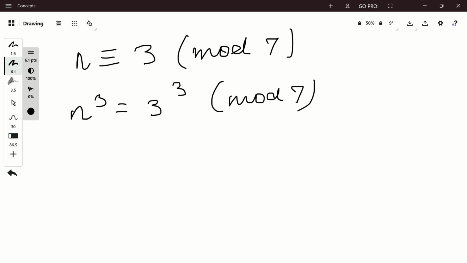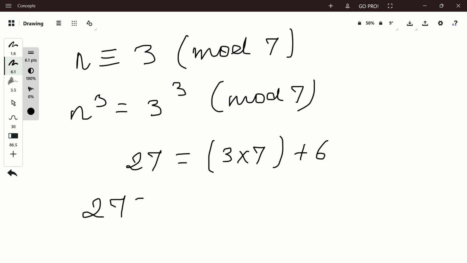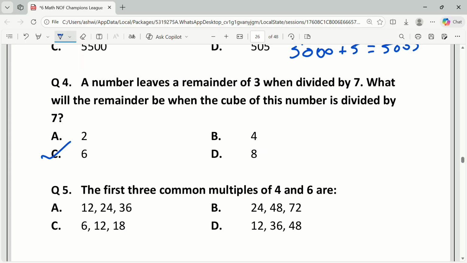Now 3 cube is equal to 27. Now find the remainder when 27 is divided by 7. That is, 27 is equal to 3 into 7 plus 6. So 27 is congruent to 6 mod 7. The remainder when the cube of the number is divided by 7 is 6.